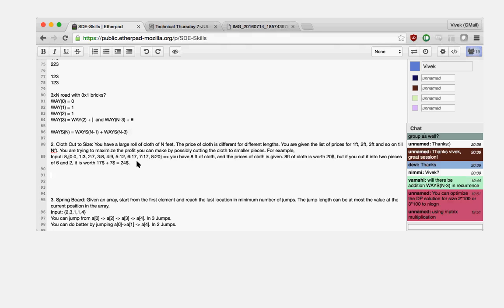Yeah, can you just cut it into all pieces of 2? That is correct. You can cut it into 4 pieces of 2, and that is 7 times 4. That is $28. That's better than this. Okay?